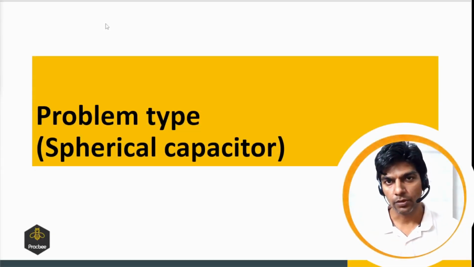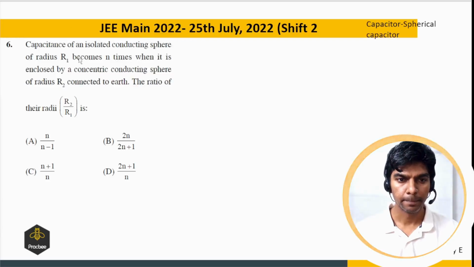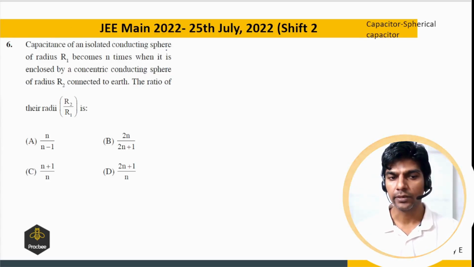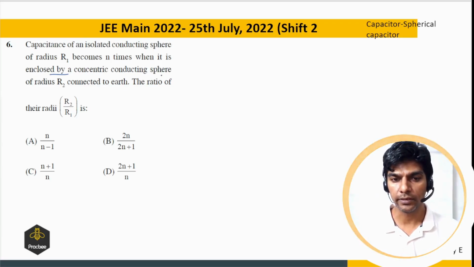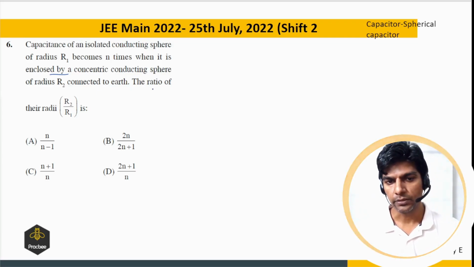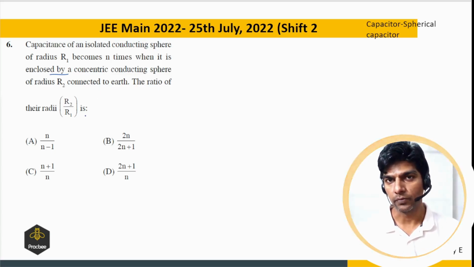The very first problem type is based on spherical capacitors. So let us see the question. A capacitor of an isolated conducting sphere of radius r1 becomes n times when it is enclosed by a concentric conducting sphere of radius r2 connected to the earth. The ratio of their radii, r2 by r1, we have to calculate.